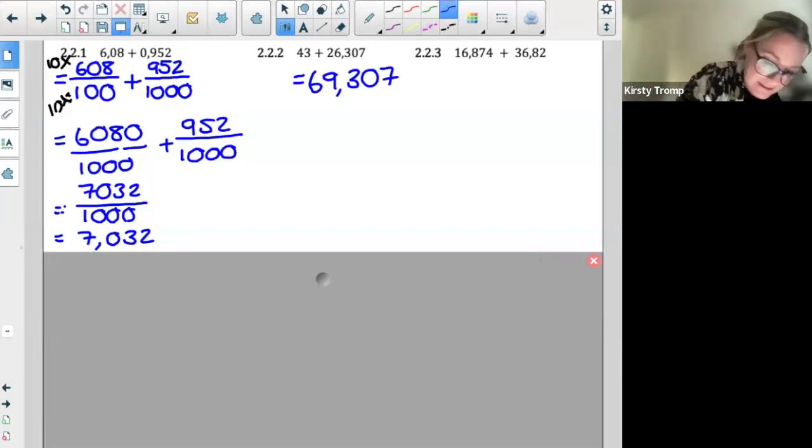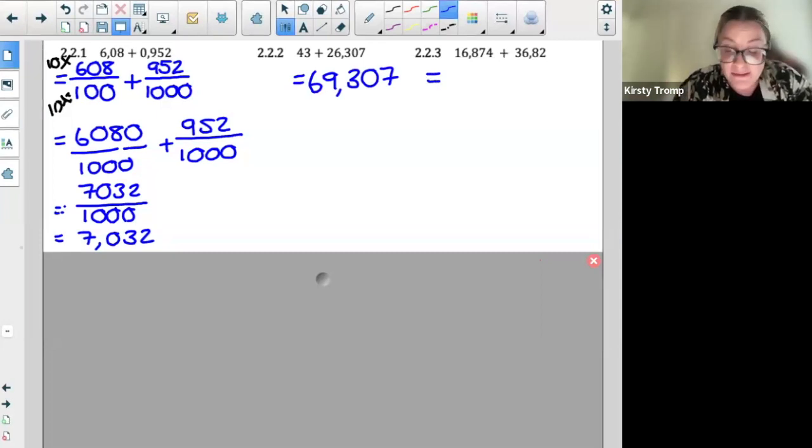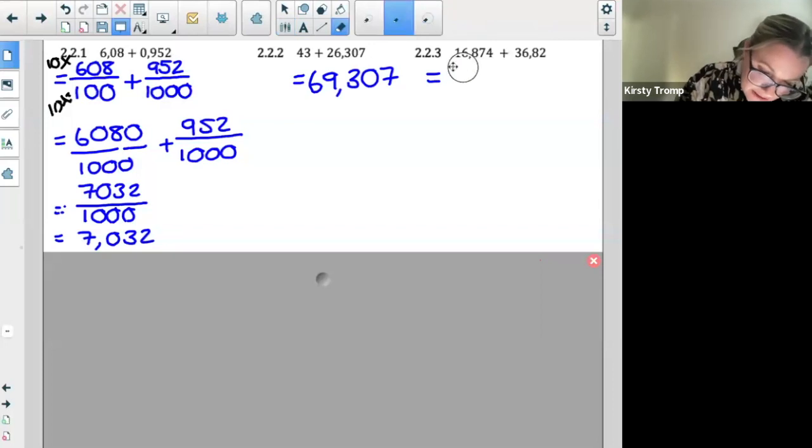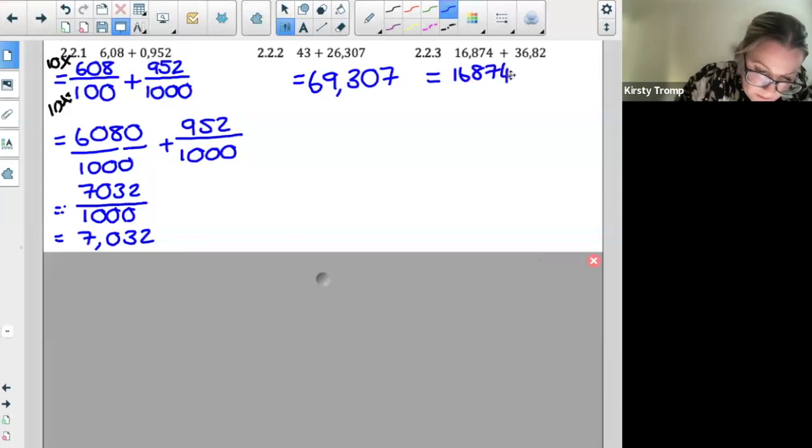Apologies. Okay. Let's look at 2.2.3. Again, you can do it in columns if you want to, or you can do it in fractions. Let's have a look. So I'm going to do it in fractions first. So I've got 16874 over, how many decimals do I need? 1, 2, 3. So 1,000 plus 3682 over, how many decimals do I need? 1, 2, 100.